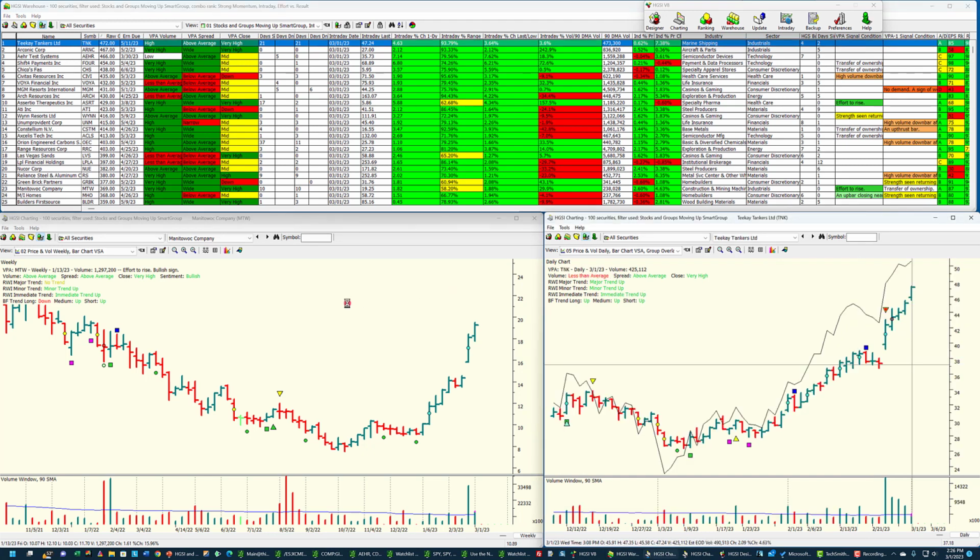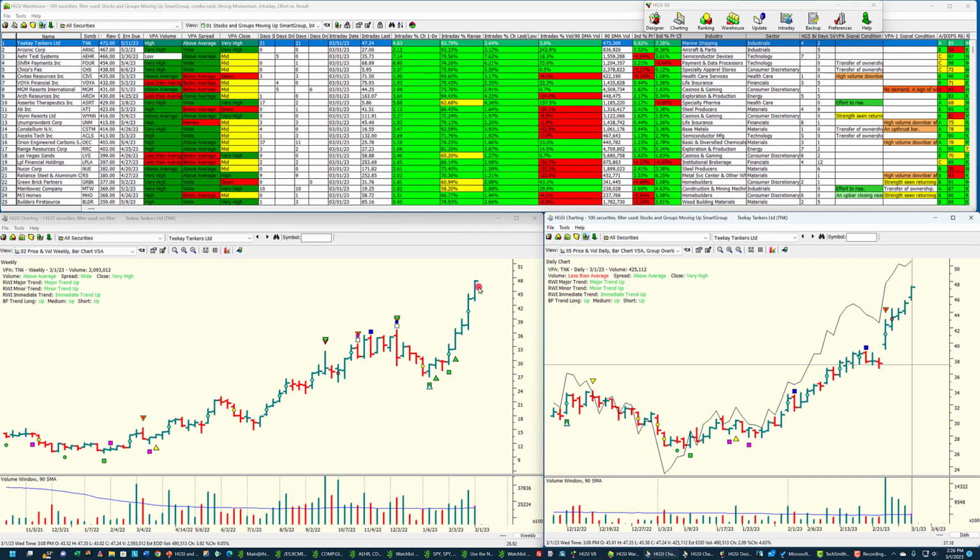Now here's one of those tanker stocks, TK Tanker. Look at this move up on the weekly, unbelievable, on these VPA flags, and look at the group move here. Group went up all the way up here, then there was a pullback, and here is effort versus result, and it continues to go up, and the group continues to go up.